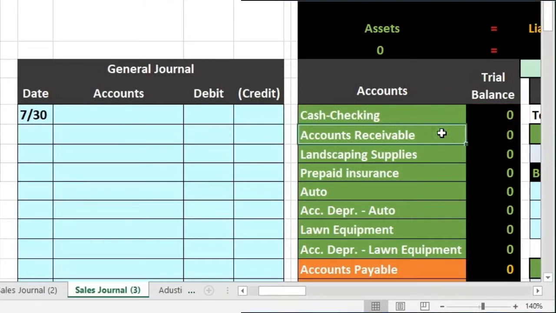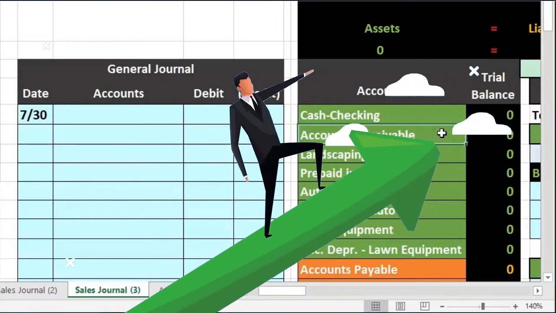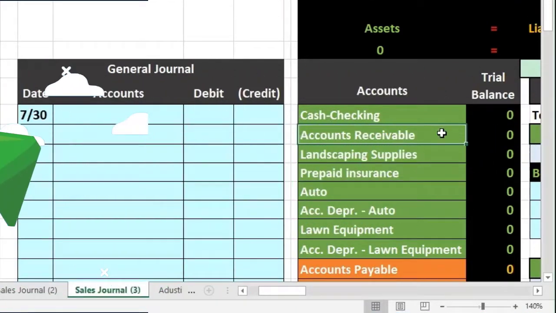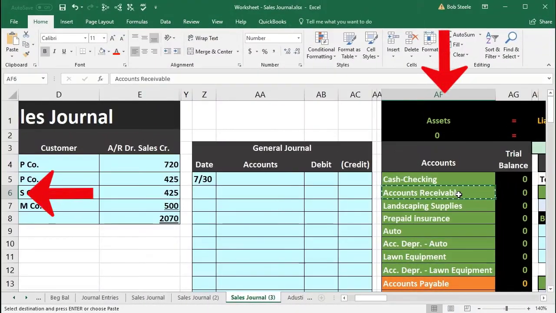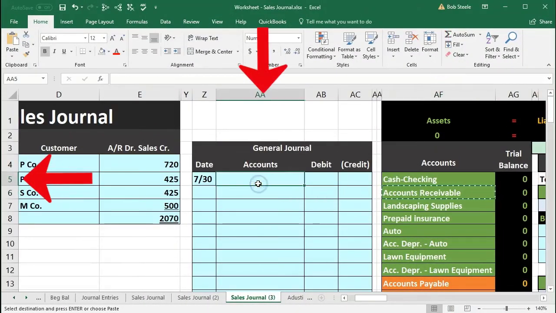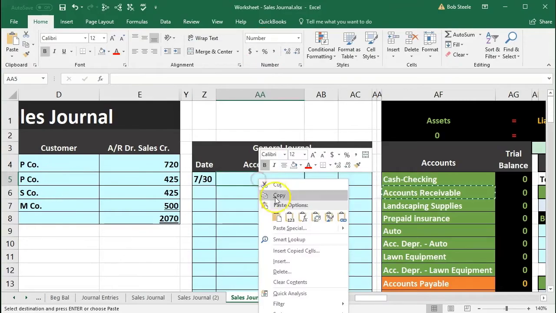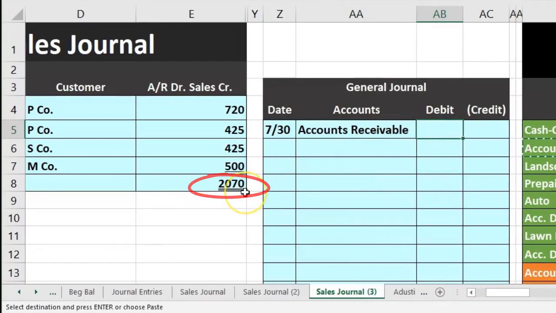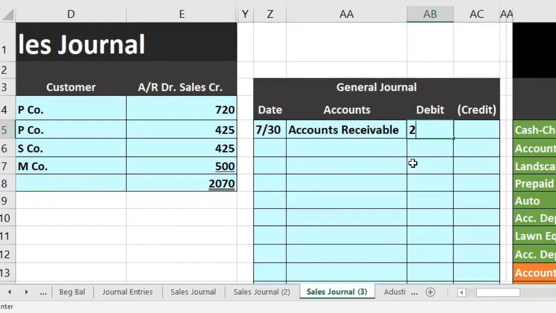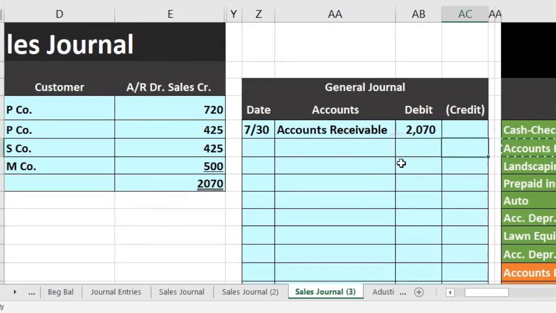Accounts receivable is a debit balance account, and we're going to make it go up by doing the same thing to it, another debit. So the debit goes on top. I'm going to copy the accounts receivable in AF6, paste that in AA5, right click and paste, 1, 2, 3. And that's going to be for the total amount, that 2070. So we're going to say 2070. Then we're going to credit something.